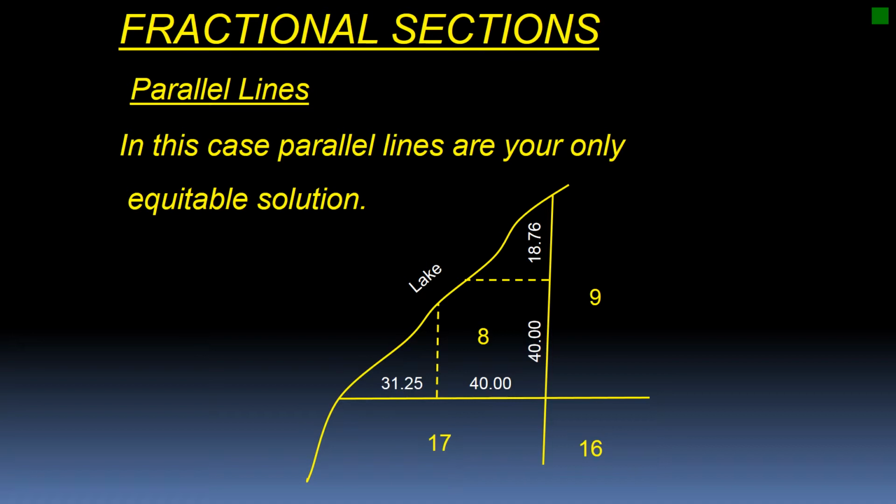Okay, let's take a look at this graphic. In this case, the parallel lines are your only equitable solution. What we have here is a fractional section where we have the east section line and the south section line, but because it's a fractional section, we don't have a west section line or a north section line. Therefore, in order to subdivide this particular kind of section, we would just go parallel with the established controlling section lines.